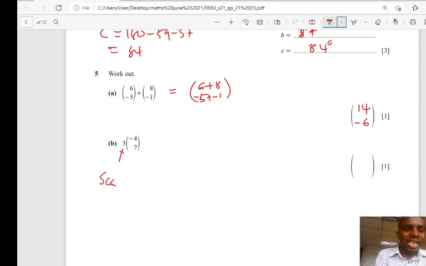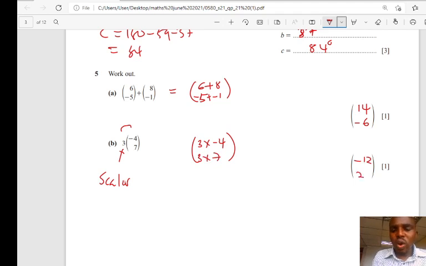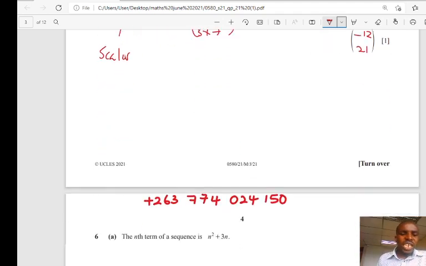Next, this one, 3, is called a scalar. A scalar is a number which multiplies the vector. You just multiply 3 times minus 4, then 3 times 7. 3 times minus 4 is minus 12. 3 times 7 is 21. Then you are done.